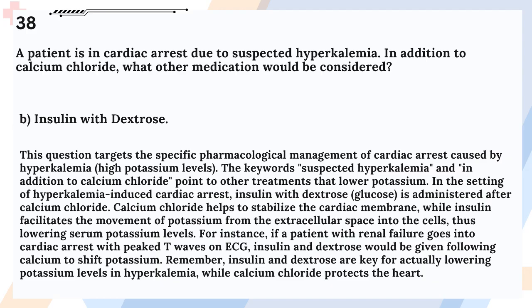For instance, if a patient with renal failure goes into cardiac arrest with peaked T waves on ECG, insulin and dextrose would be given following calcium to shift potassium. Remember, insulin and dextrose are key for actually lowering potassium levels in hyperkalemia, while calcium chloride protects the heart.